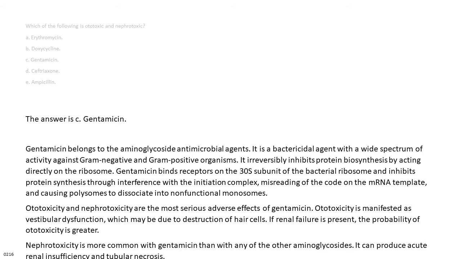Ototoxicity and nephrotoxicity are the most serious adverse effects of gentamicin. Ototoxicity is manifested as vestibular dysfunction, which may be due to destruction of hair cells. If renal failure is present, the probability of ototoxicity is greater. Nephrotoxicity is more common with gentamicin than with any of the other aminoglycosides. It can produce acute renal insufficiency and tubular necrosis.